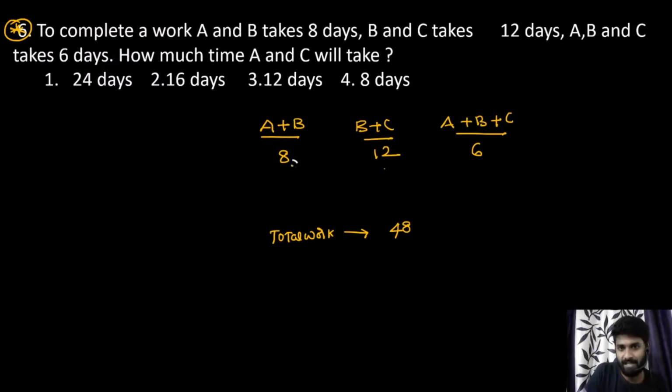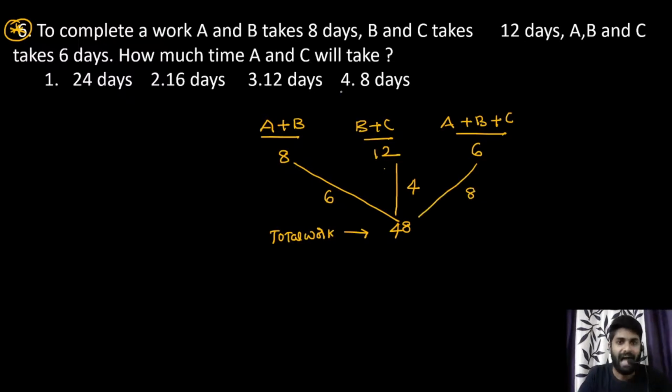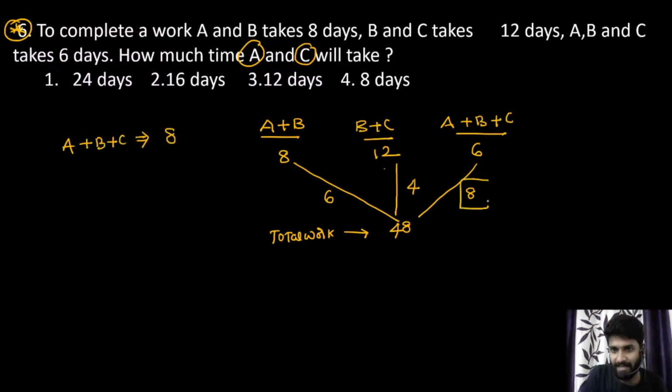Now guys, see, A plus B efficiency is exactly 6 units. B plus C efficiency is exactly 4 units. Clear? And A plus B plus C efficiency is exactly 8 units. But I need to get the efficiency of A and C. How do we do it, sir? No problem, guys. ABC efficiency per day is equal to 8 units. See guys, ABC has 8 units as per day efficiency.